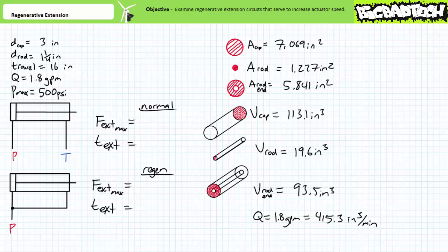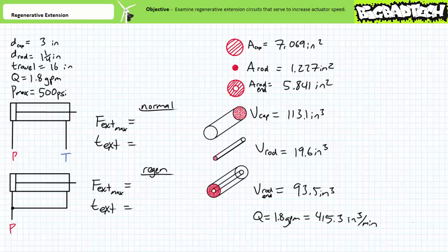A cylinder with these dimensions will have a cap end area of approximately 7.07 square inches, a rod area of approximately 1.23 square inches, a rod end area of approximately 5.84 square inches, a cap end volume of approximately 113.1 cubic inches, a rod volume of approximately 19.6 cubic inches, and a rod end volume of approximately 93.5 cubic inches.